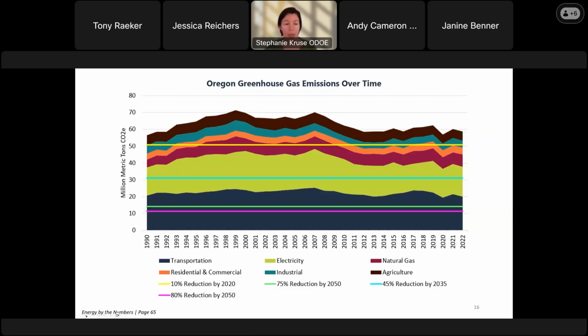The horizontal lines that run through the chart show various greenhouse gas reduction targets for Oregon. Although the state did not meet the 2020 goal to reduce greenhouse gas emissions to 10% below 1990 levels, that's the bright yellow line across the top, an Oregon Department of Energy and Oregon Climate Action Commission analysis found that if all existing state policies are fully implemented, Oregon is on track to meet its 2035 goal of 45% below 1990 emission levels. And the Commission will update that analysis later this year.